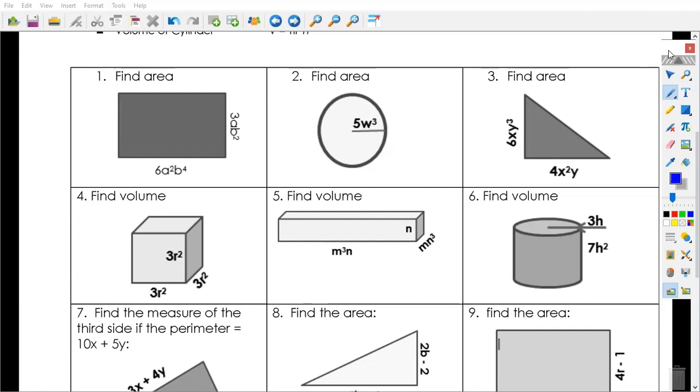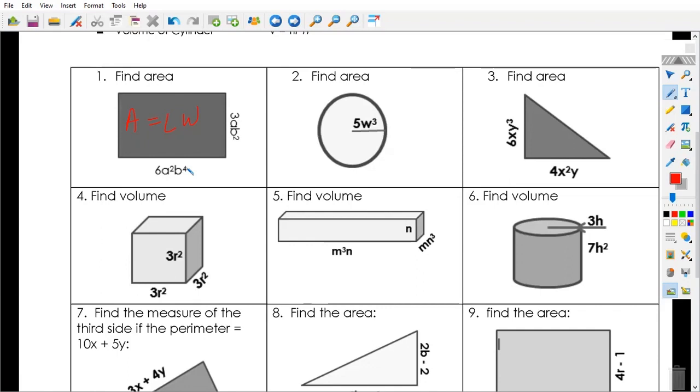Okay, so the first one up is this rectangle, and it says find the area of the rectangle. Area of a rectangle is length times width. They gave me my length and my width. What am I going to have to do with these two values? Combine them, multiply them. Yes, it's multiplication. So you can multiply and divide. It's adding and subtracting where they don't.